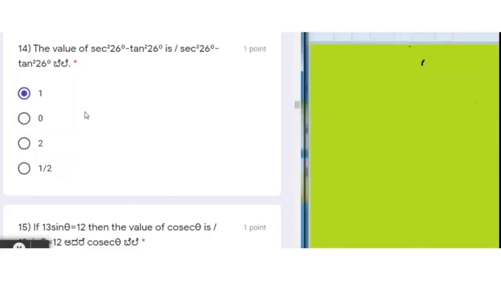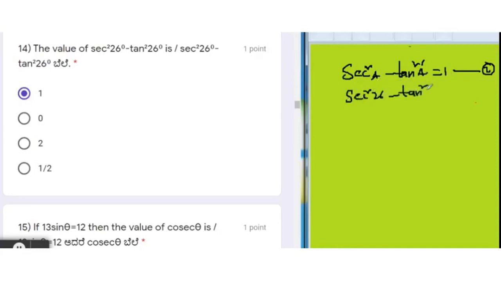14th question. This is the question from Introduction to Trigonometry. They are asking to find the value of secant square 26 minus tan square 26. We all know that secant square A minus tan square A value is 1 based on the second identity. So if secant square A minus tan square A is 1, students, secant square 26 minus tan square 26 will also be equal to 1. Any trigonometric term followed by a number or an alphabet is an angle. Obviously secant square 26 minus tan square 26 value is also 1. So the correct option for this question is 1.